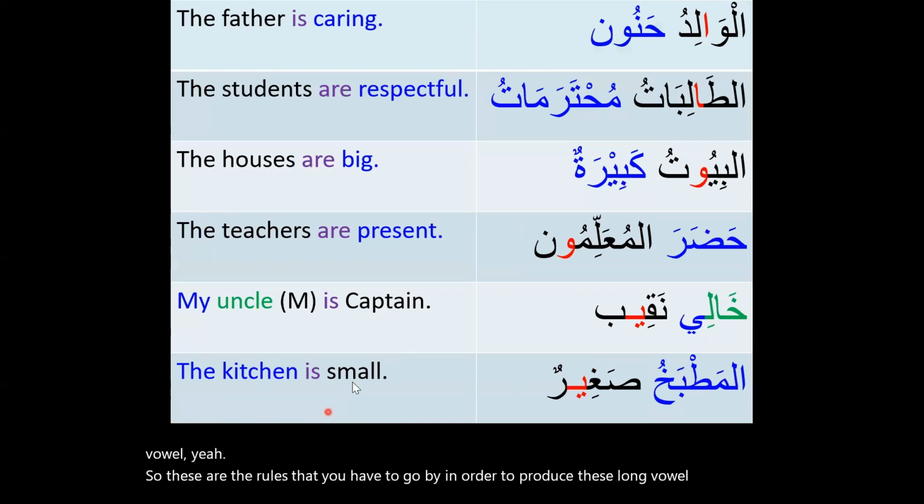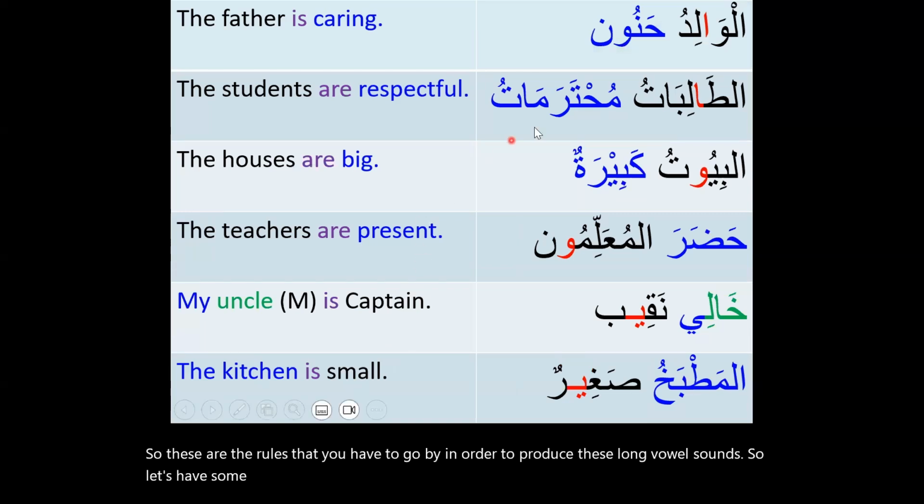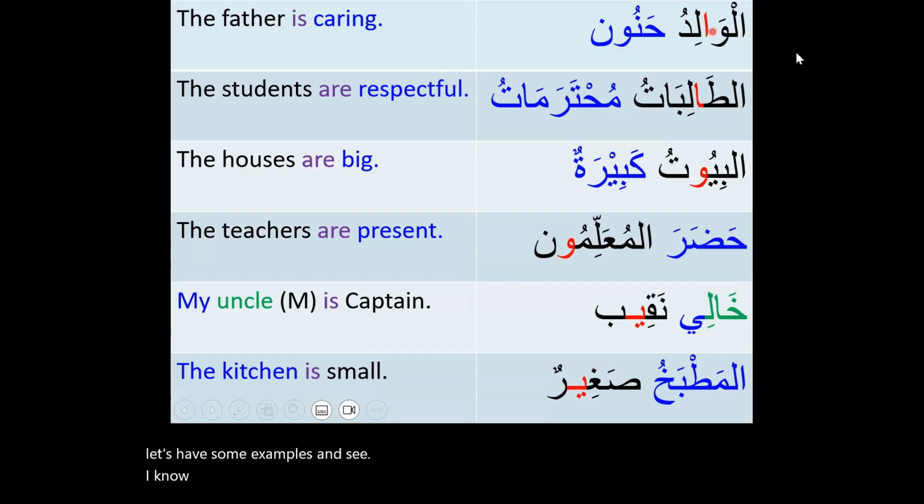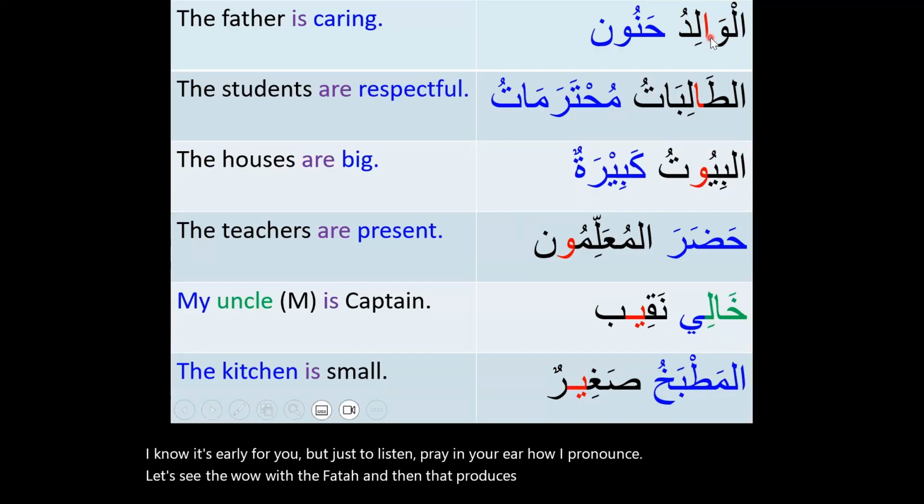So let's have some examples and see. الوالد حنون. الوالد. I know it's early for you, but just to listen, to train your ear how I pronounce. الوالد. See the waw with the fatha, and then that produces the alif, the long vowel. حنون. The father is caring.